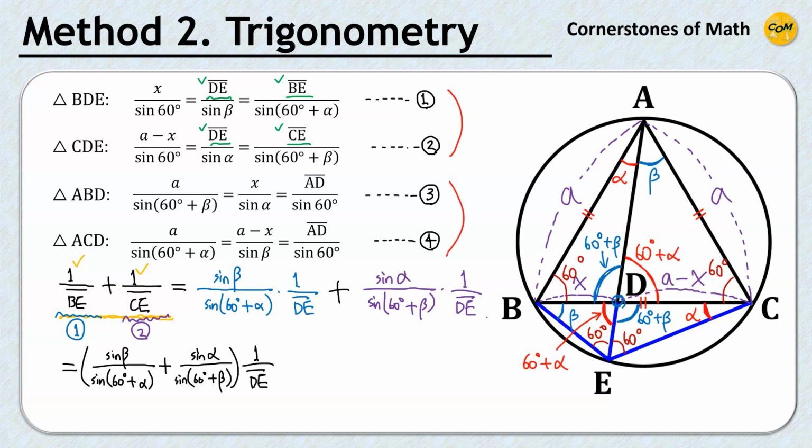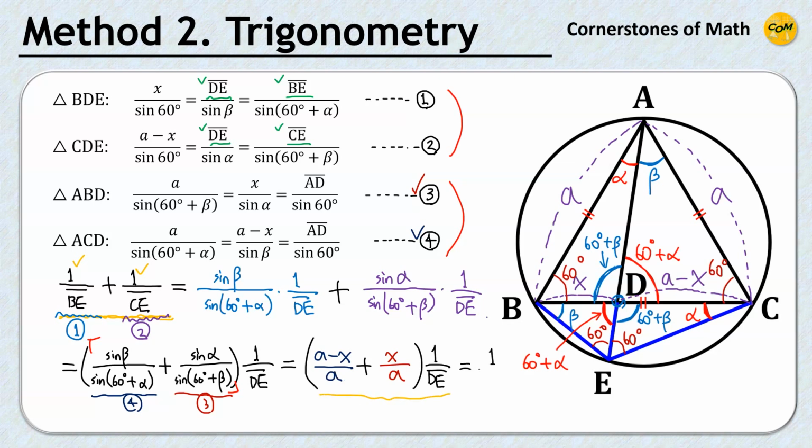Here, using equations 3 and 4, we can effectively simplify this part. From equation 3, you can find that sine alpha over sine of 60 degrees plus beta is equal to x over A. And from equation 4, you can find that sine beta over sine of 60 degrees plus alpha is equal to A minus x over A. So we have this, which is just equal to 1 over DE. So we have obtained the desired equality.